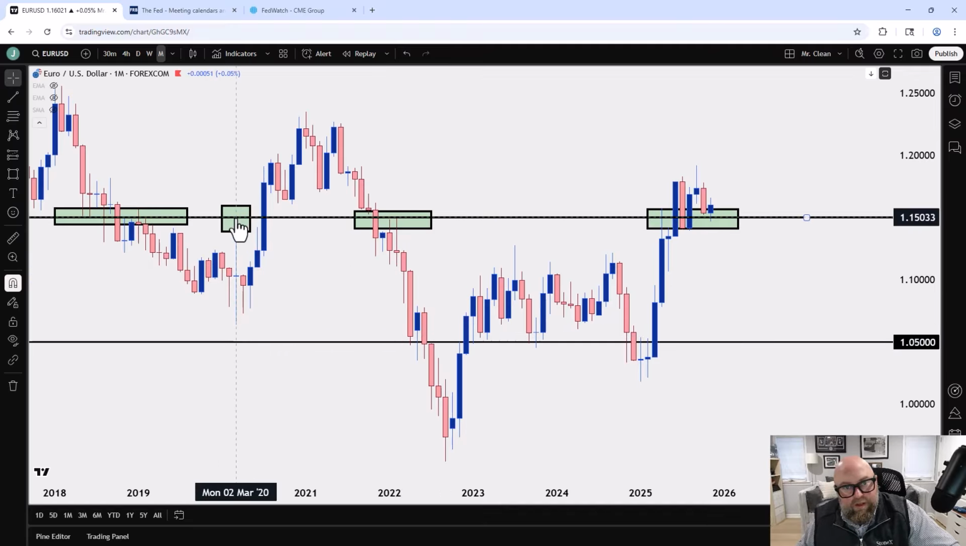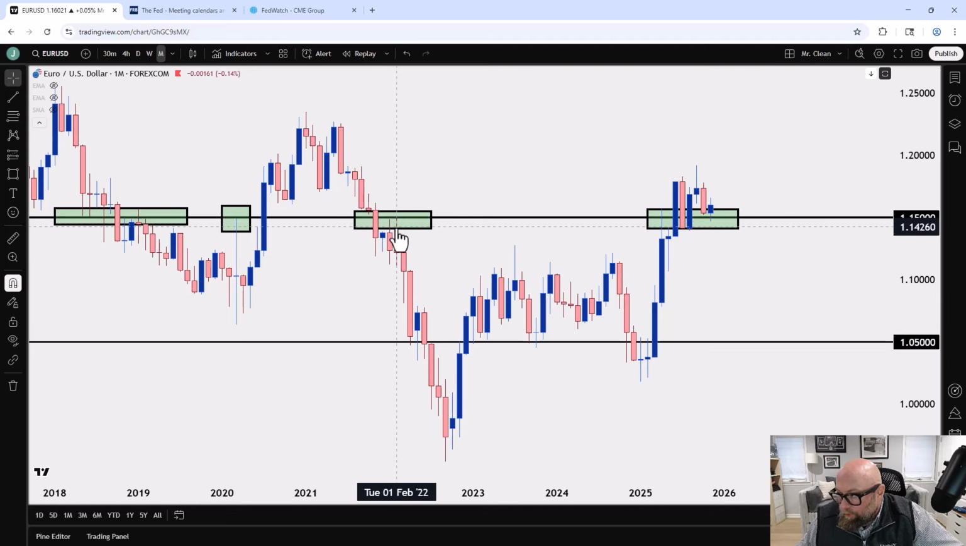COVID, the peak of pandemonium is coming in. 115 is that line in the sand that bulls just cannot get across. Again, fundamental motive in 21, 22, when markets are gearing up for the Fed to start hiking rates, slows the move down. It's the last kiss of lower high resistance before Eurodollar plunges through parity.